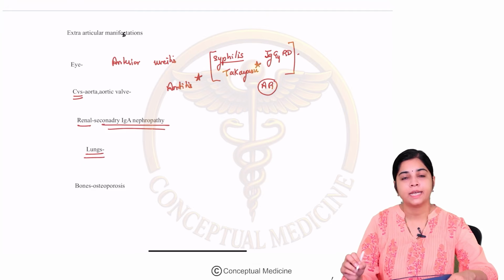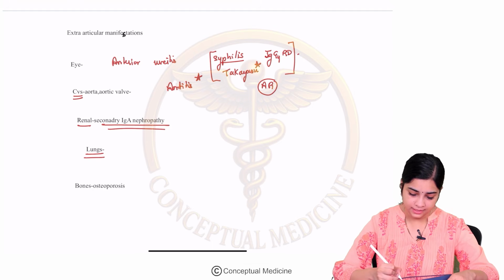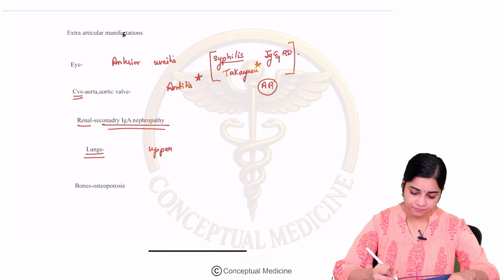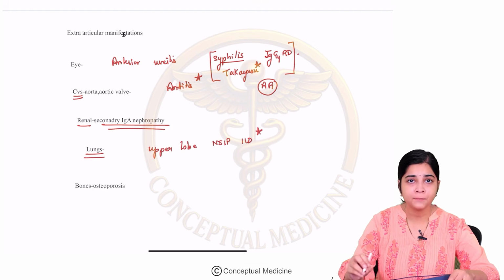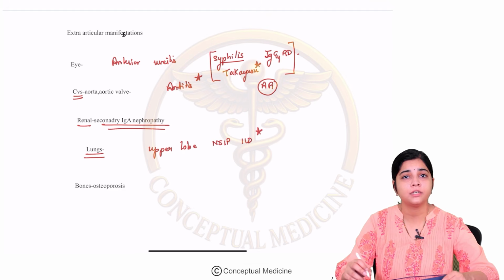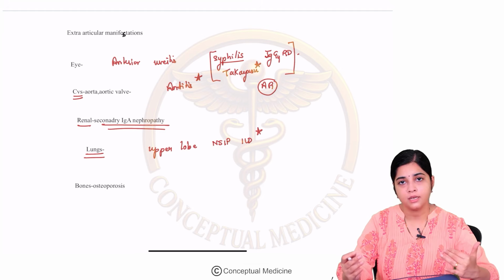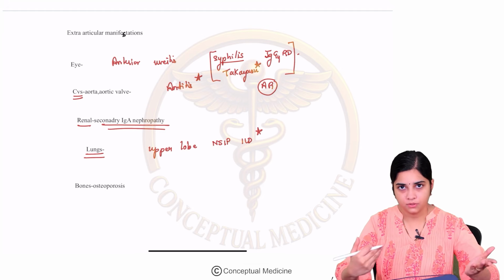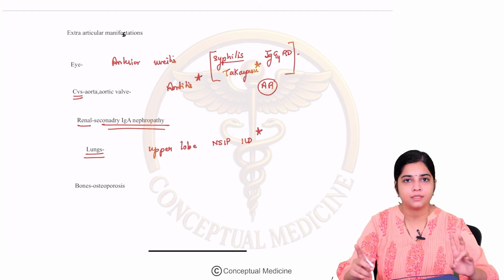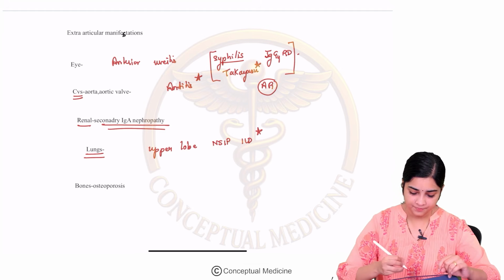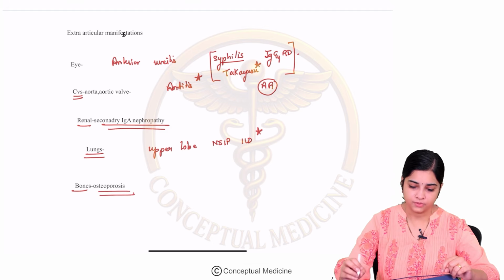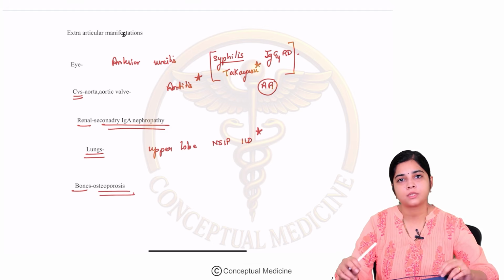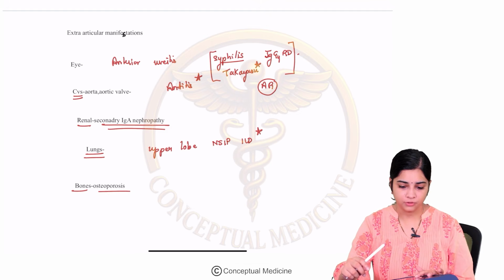Then in the lungs, can you have ILD? Yes, the answer is yes. You have a predominant upper lobe NSIP ILD. In our interstitial lung disease classes, we have learned what is UIP, what is NSIP. We know that NSIP is the most common pattern of ILD seen in most of the rheumatological disorders, and hence even in ankylosing spondylitis or your spondyloarthropathies, you get an NSIP pattern predominantly involving the upper lobes. Then in the bones, you can have osteoporosis. So these are the various other extra-articular manifestations which can be seen in spondyloarthropathies.